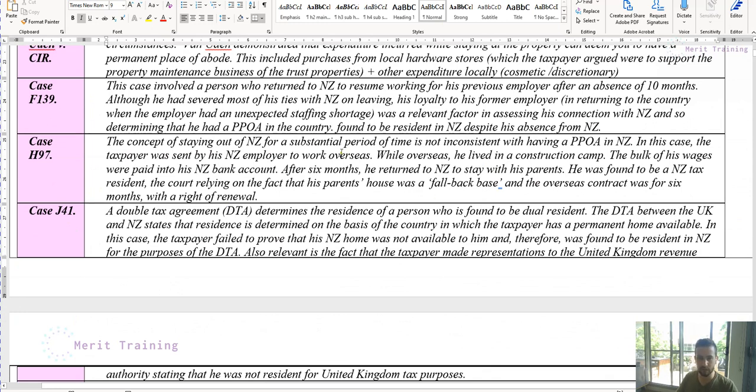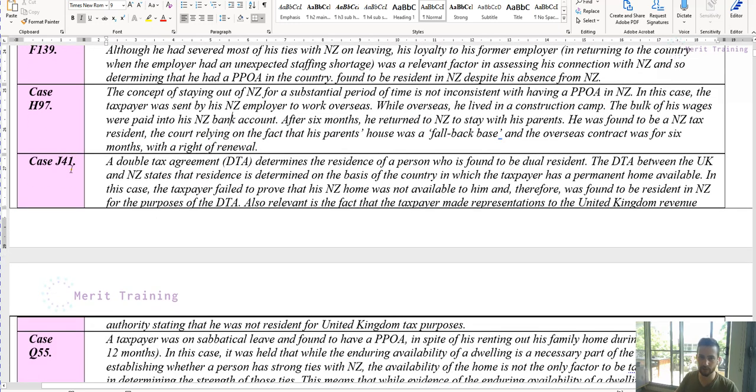So this guy lived overseas for a long period of time in a construction camp, but the connection was deemed by the court because he had wages paid to his New Zealand bank account. He also stayed with his parents in New Zealand, particularly on the fact that his parents' house was like a fallback house, and the overseas contract was only for 6 months with a right of renewal, not a guaranteed renewal. So he was deemed to have a connection because he was like, well, if this falls over, I'll just get back to my parents' house. That's my fallback plan. That's a connection. Therefore, PPOA.